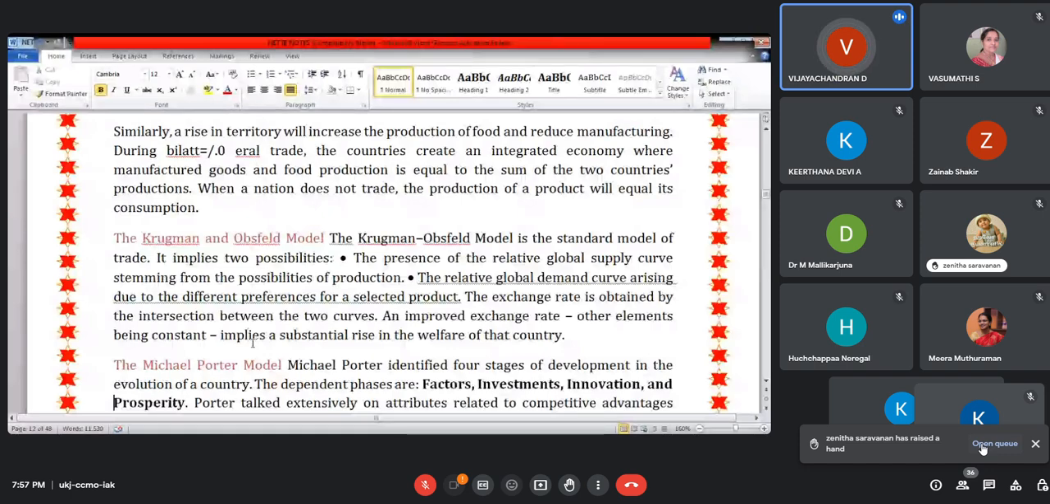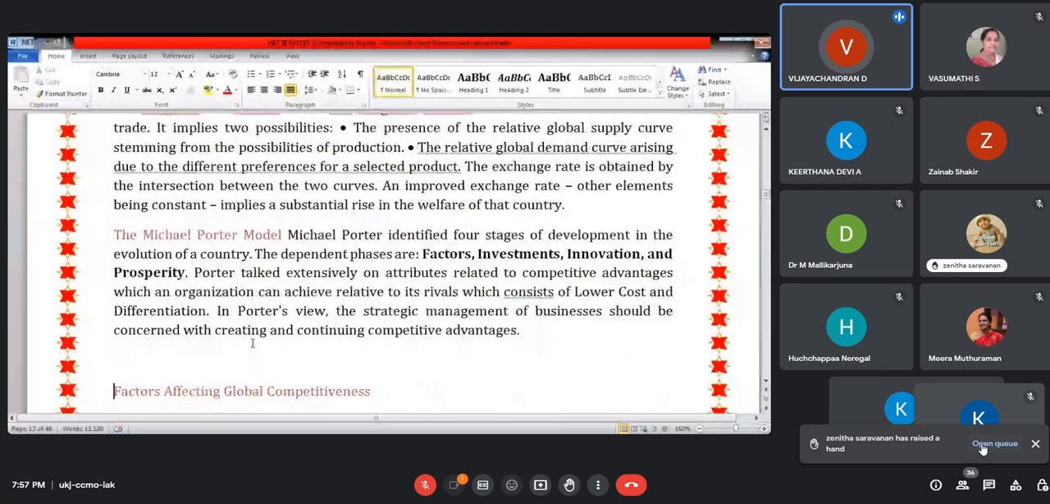And next one is the Michael Porter model. Michael Porter suggests four stages in international trade. One is identification of factor. After identification of factor, you have to invest. Then after investment, you have to make changes, that is innovation, initiation of a new product, then development and prosperity. So this is the Porter model. The Porter model is always known as the four stages model, that you have to keep in your mind.